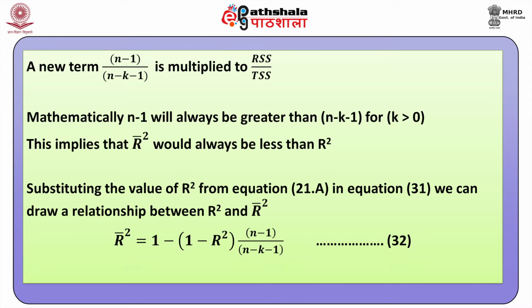Substituting the value of r square from equation 21a in equation 31, we can draw a relationship between r square and r bar square. R bar square is equal to 1 minus r square into n minus 1 upon n minus k minus 1.